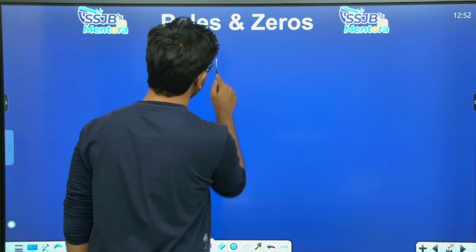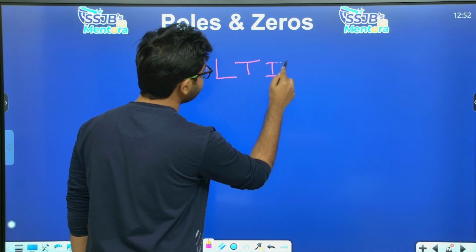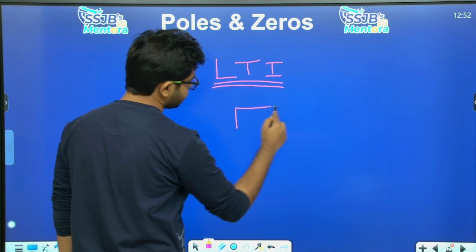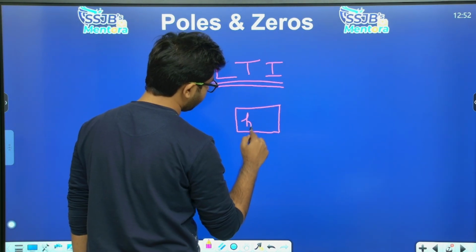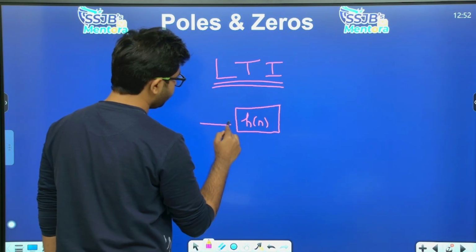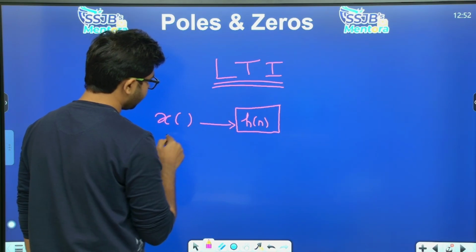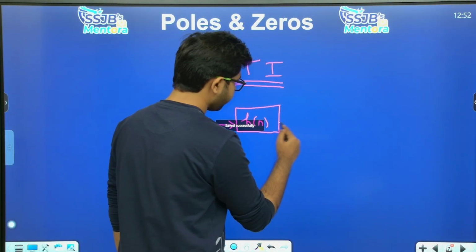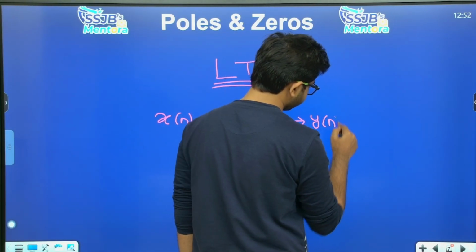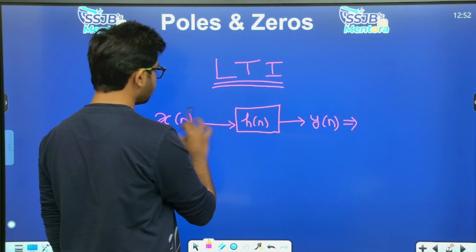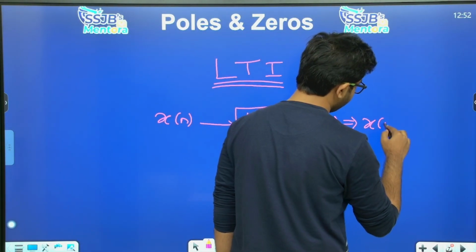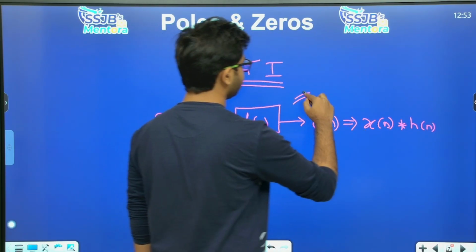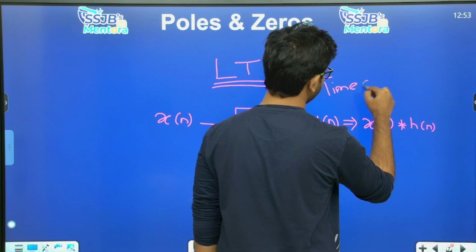Now, if I want to revise the LTI, what is it? It's the linear time invariant system. The input to that system, which is having h of n as impulse response, the input to it is x of n, and its output is defined as what? The y of n, which is simply the convolution of x of n and h of n, because it's in the time domain.